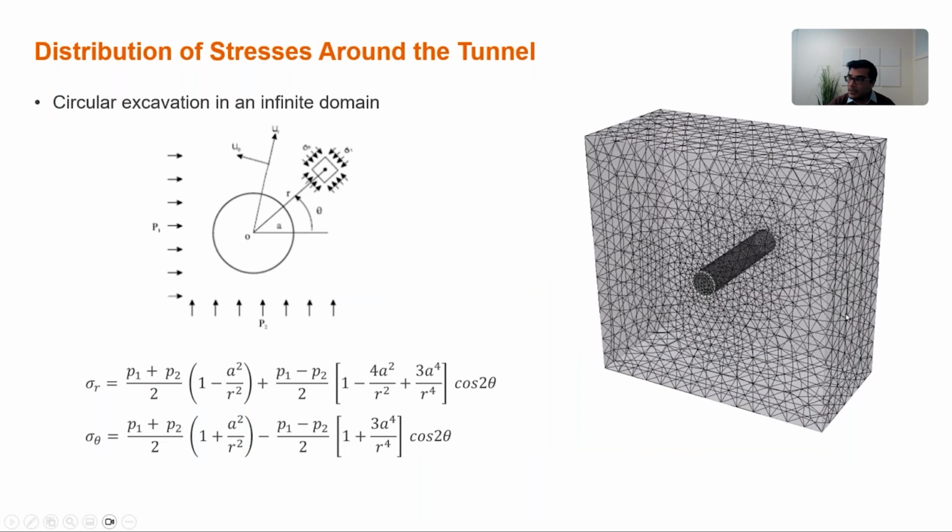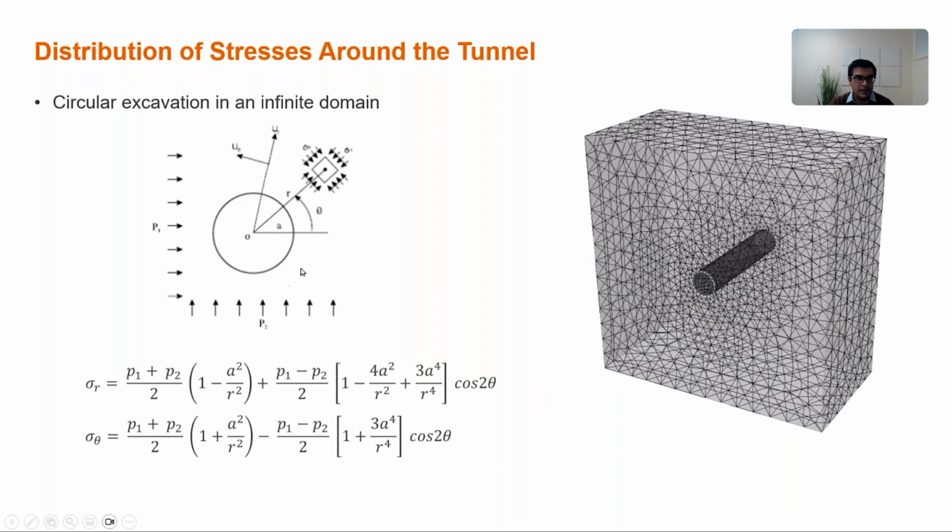Now let's see the difference between these two elements in action. Here I have this example. It's a circular excavation in an elastic infinite domain. I picked this example because we already have the analytical solution for that. Here we have P1 and P2, which are the field stresses applied to the model. For this case, I'm applying 10 megapascals in each direction. And I have the distribution of radial and tangential stresses.